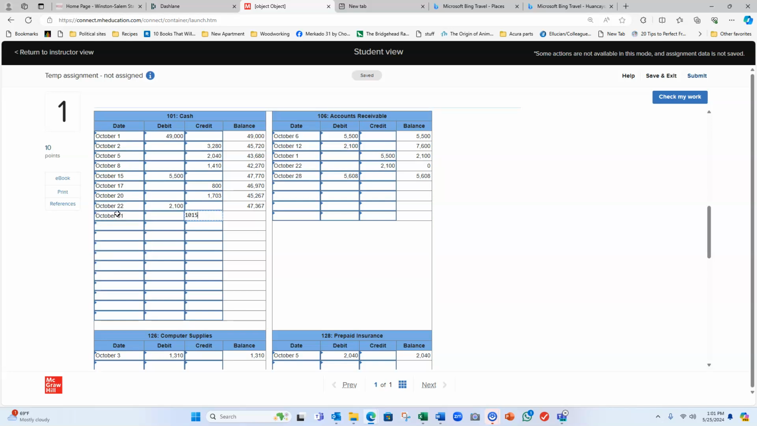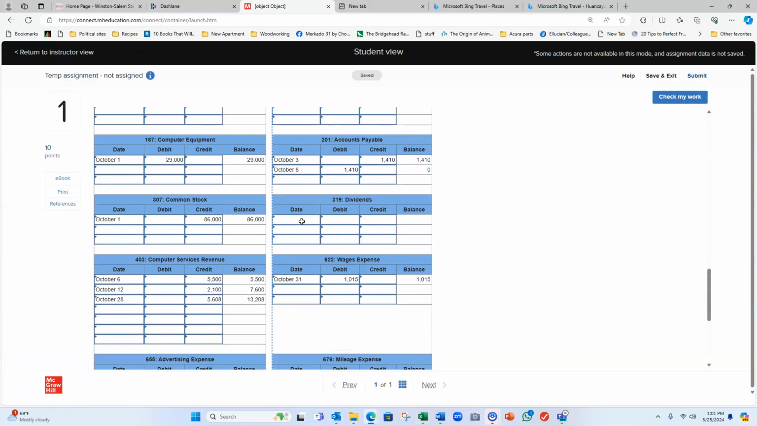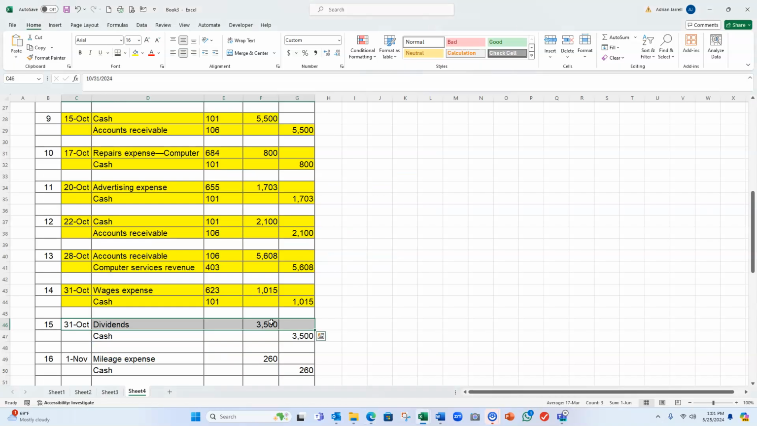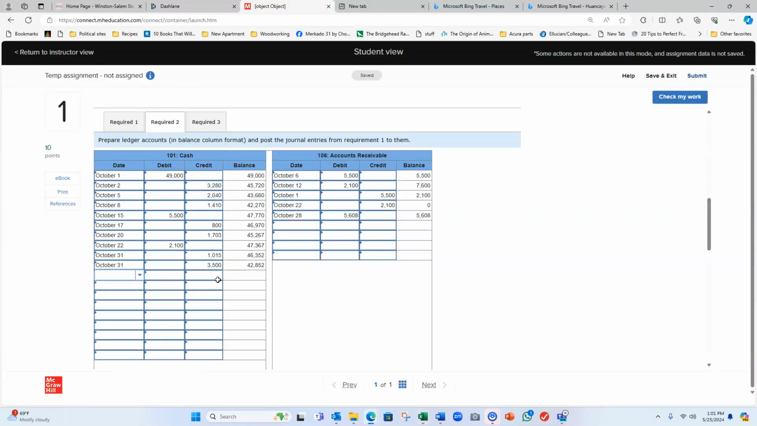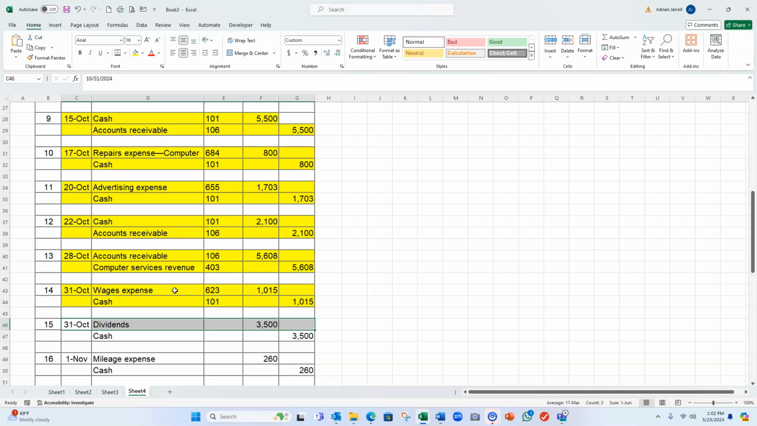Oops. We have the debit down below. We need to credit up here. Let's get this better. We're going to debit dividends on the 31st for $3,500. Credit cash on the 31st. Was $3,500. I feel good about that. Here's the credit. Here's the debit. And it's account number 319.